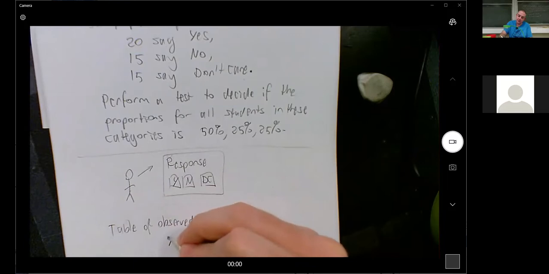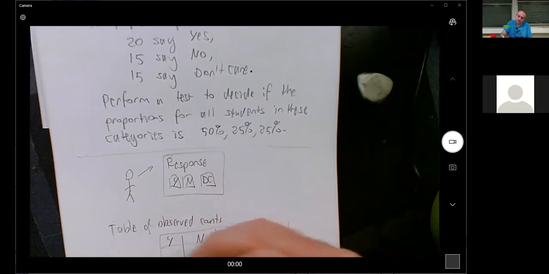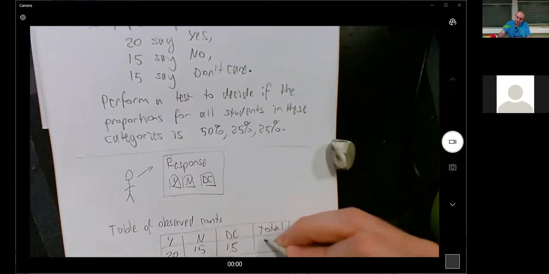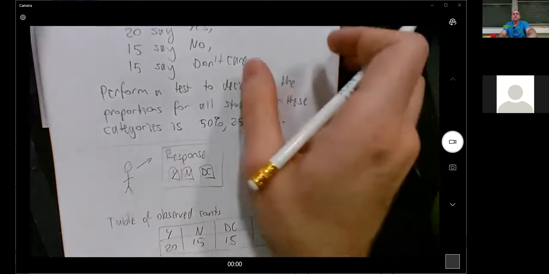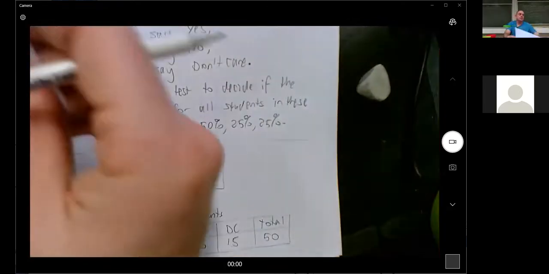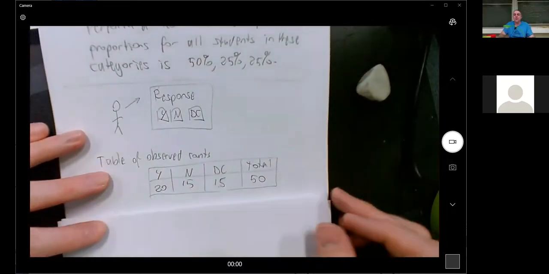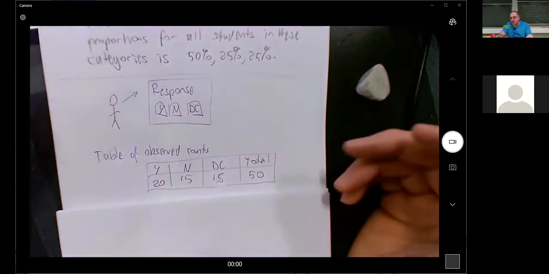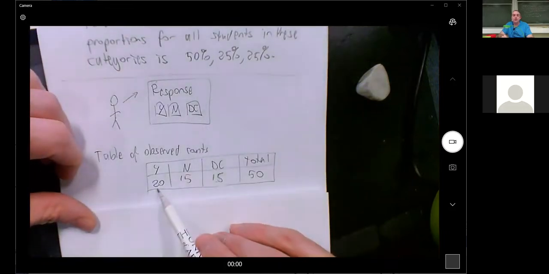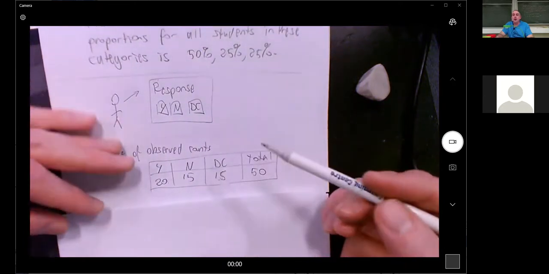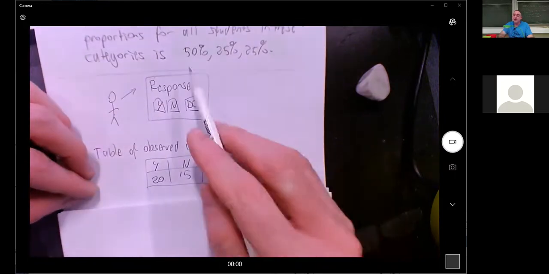Table of observed counts. Yes, no, don't care. Total. Cool. So I would have expected there to be 50% here and 25% here and 25% here. I've got like 40% here and whatever that is, 30% and 30%. I want to figure out if what I've got is enough to make me not believe this.